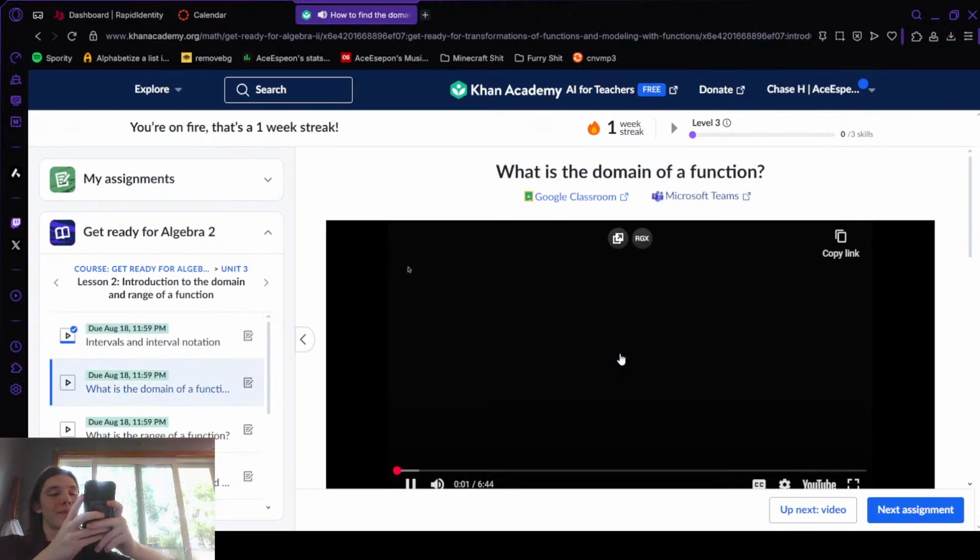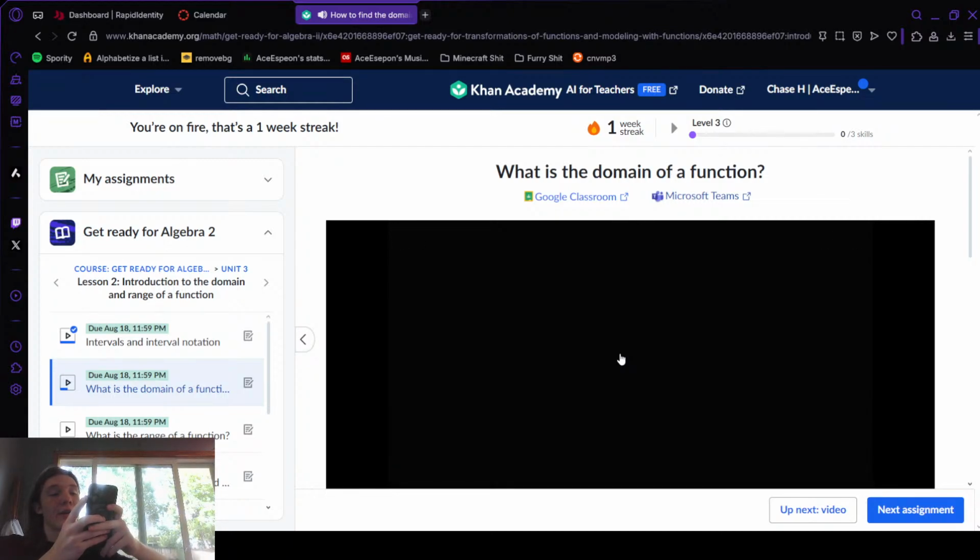Let's have a little bit of a review of what a function is before we talk about what the domain of a function means. So a function we can view as something, so I'll put a function in this box here, and it takes inputs, and for a given input, it's going to produce an output, which we call f of x.